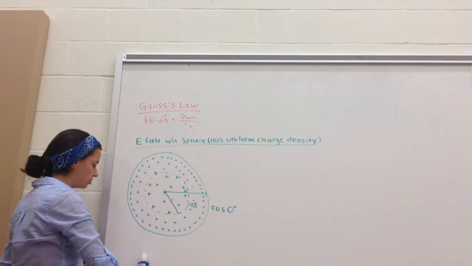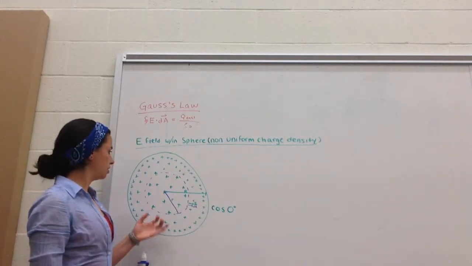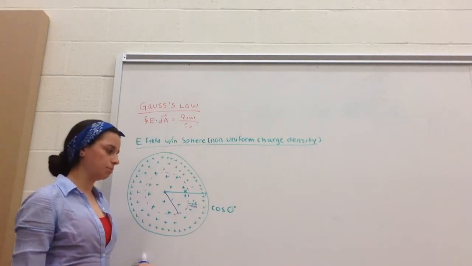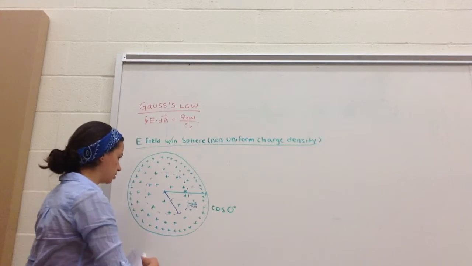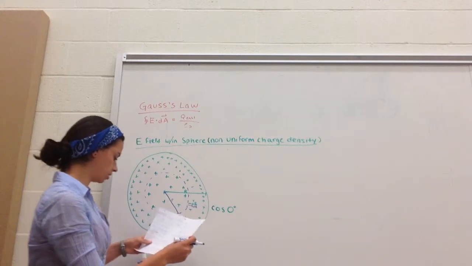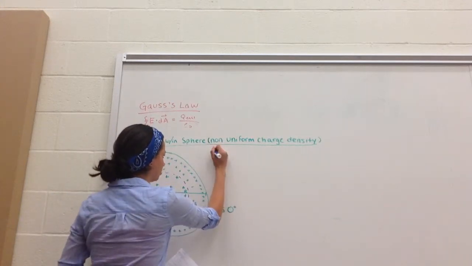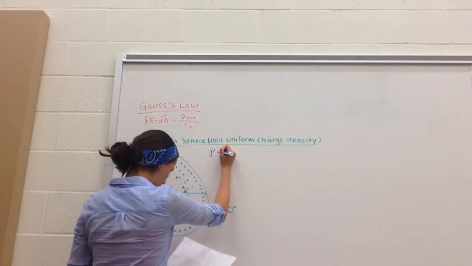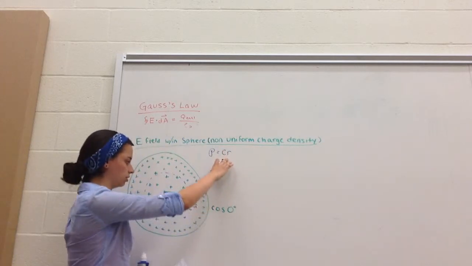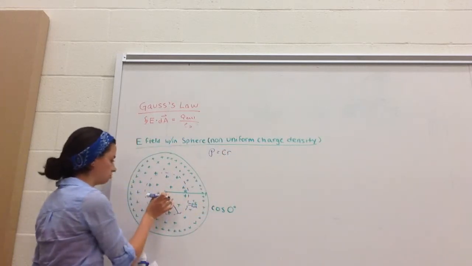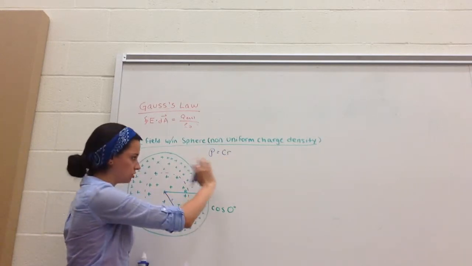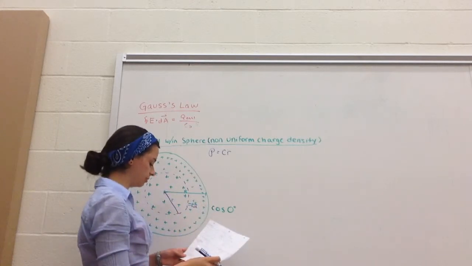Okay, so when you're given a problem where you have the electric field within a sphere of non-uniform charge density, they're always going to give you an equation to describe that charge density. So in this case, say that it was that rho equals C times r. And it's okay that this is the little r because it's saying that for every amount of radius that you go out, the charge is going to increase by C. C is just some constant. You don't need to worry about solving for it.